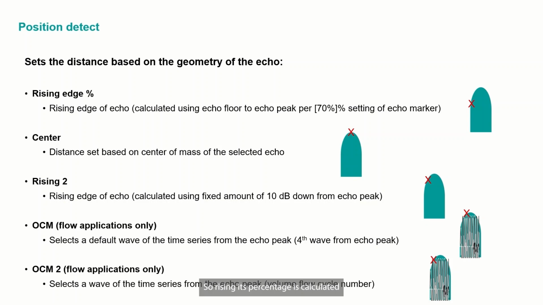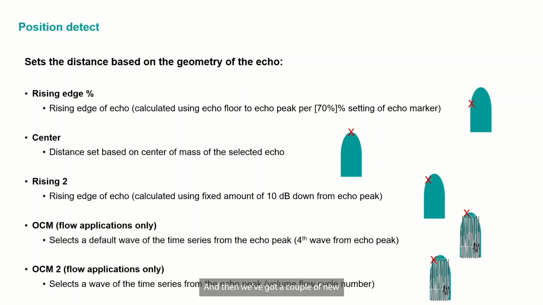So rising edge percentage is calculated using the echo floor to the echo peak, and it's at a percentage setting, which happens to be 70%. Center is right on the middle of the center of mass of the peak. Rising 2 is calculated using a fixed amount of decibels down from the echo peak, and that's 10 dB.